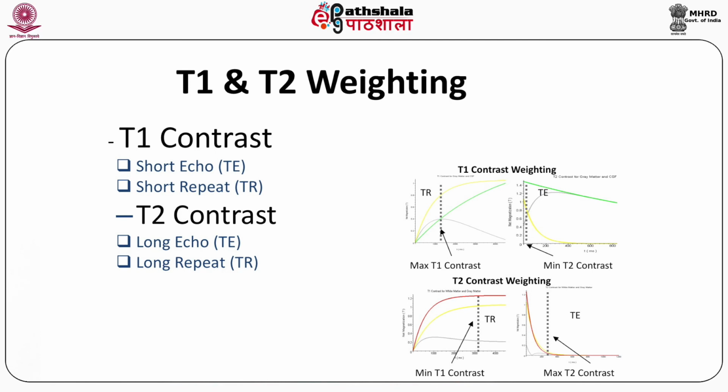Now next is the T1 weighted image. How do we get the T1 weighted image? Here you can see this is the T1 weighted image. This is achieved by using short TR and short TE.